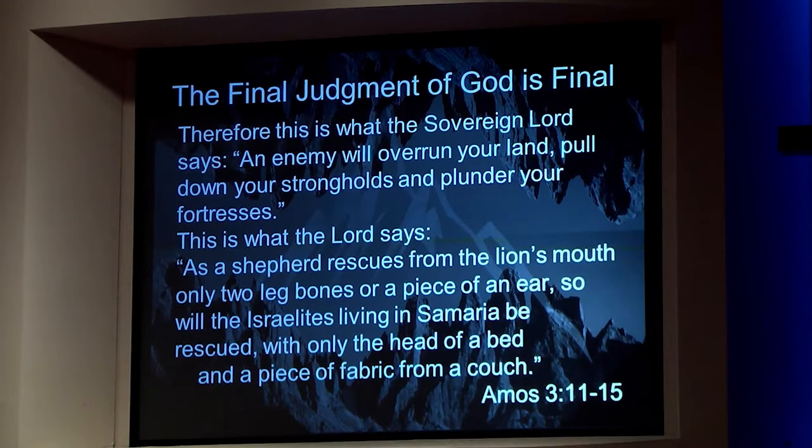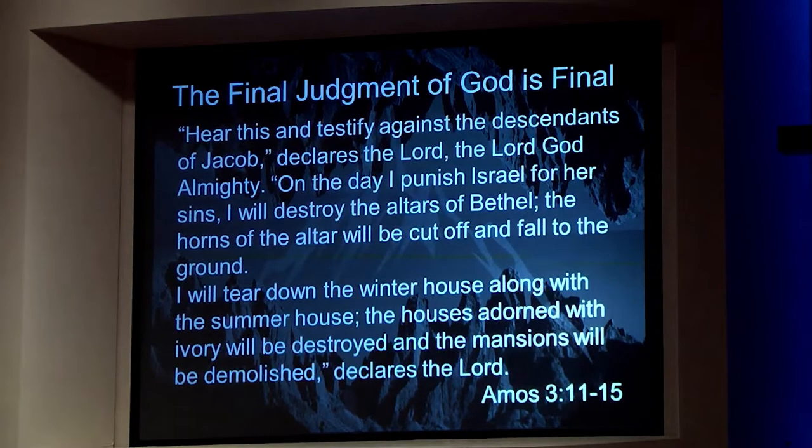This is what the Lord says. As a shepherd rescues from the lion's mouth only two leg bones or a piece of an ear, so will the Israelites living in Samaria be rescued, with only the head of a bed and a piece of fabric from a couch. Hear this and testify against the descendants of Jacob, declares the Lord God Almighty.